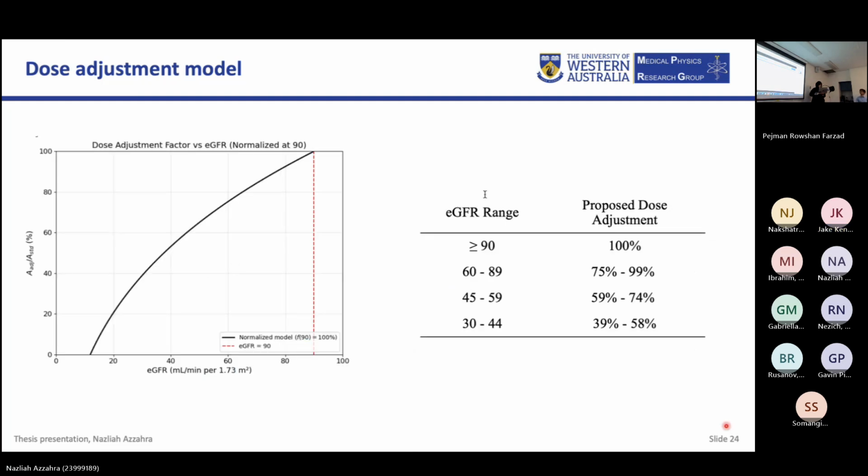And after some normalization, on the left, we can see this is the dose adjustment curve that has been normalized, and on the right side, this is the proposed dose adjustment based on each eGFR range. So, for example, in here, patients with eGFR around 60 and 80-something, we can adjust the dose up to 75%.